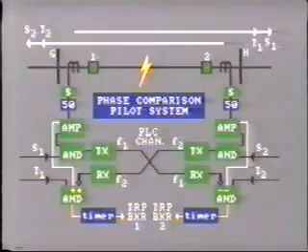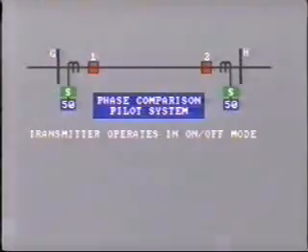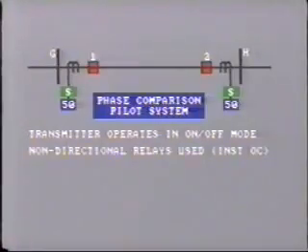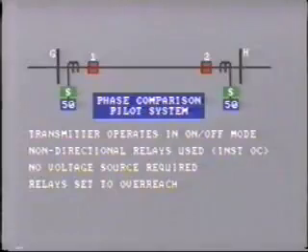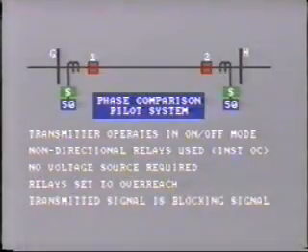Once again, let's examine the characteristics of this scheme. The transmitter operates in the on-off mode. Non-directional relays are used, hence the protection scheme is suitable for application with instantaneous overcurrent relays only. No voltage source is required. The relays are set to overreach, and the transmitted signal is a blocking signal. If the communication channel fails, the protection system will still operate, but it will trip incorrectly for external close-in faults.